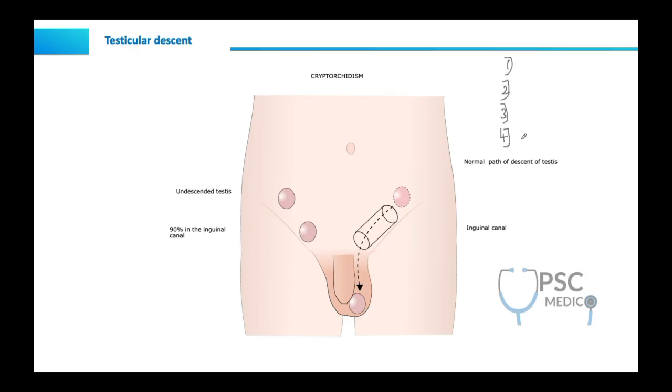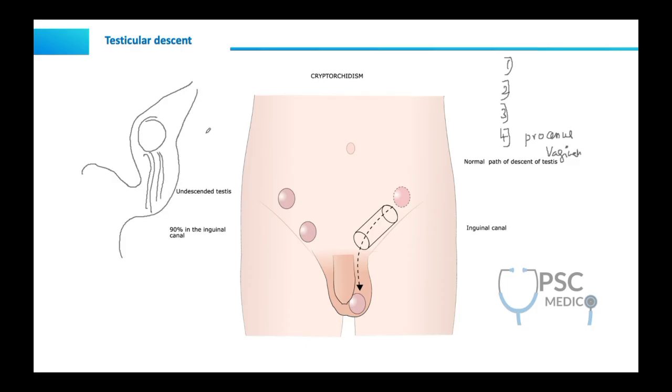The fourth point is the processus vaginalis. This processus is a diverticulum formed from the peritoneal cavity. Let me draw this. This is the peritoneum covering, and here is the testis, and this is the gubernaculum, and the layers of the abdominal wall.